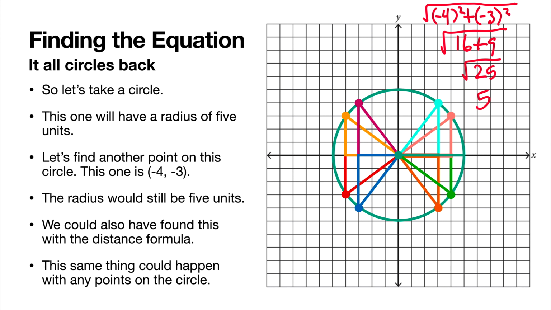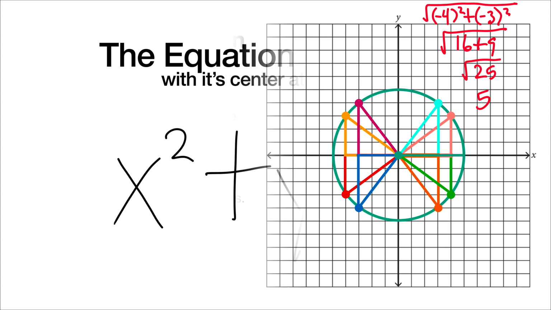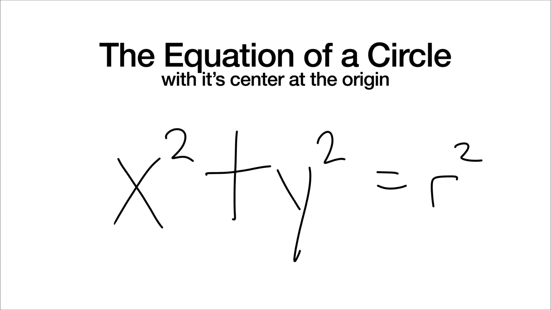So here's the equation of a circle. It's basically the Pythagorean theorem because we were dealing with right triangles: x squared plus y squared, instead of a squared plus b squared, equals r squared. The radius was, in this case, the hypotenuse.